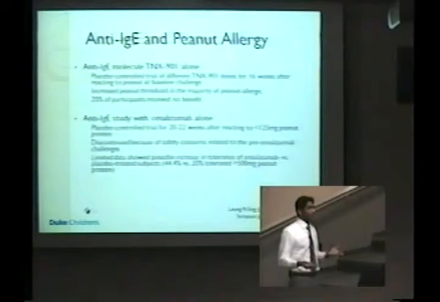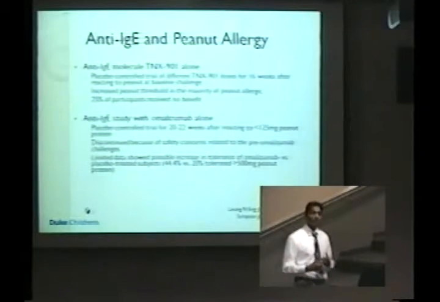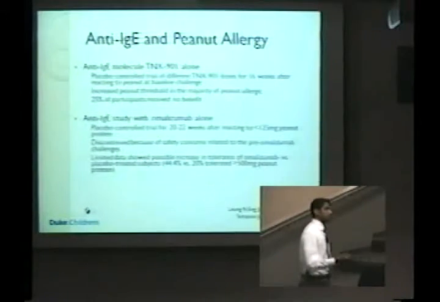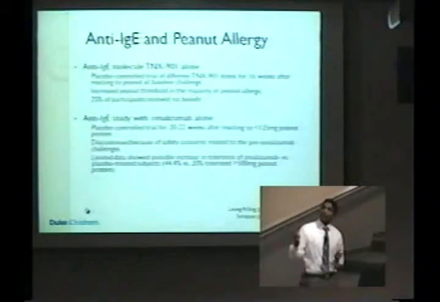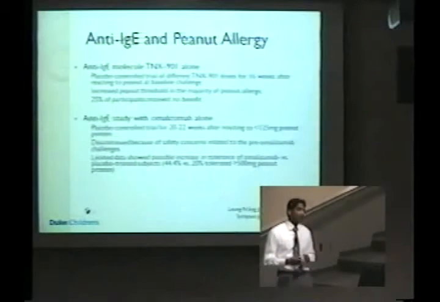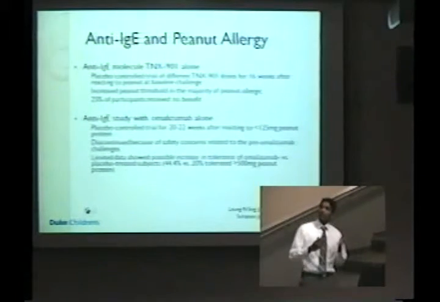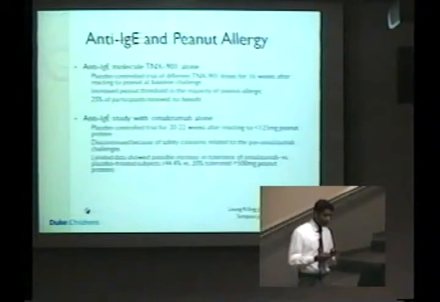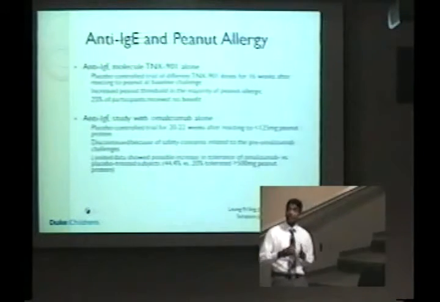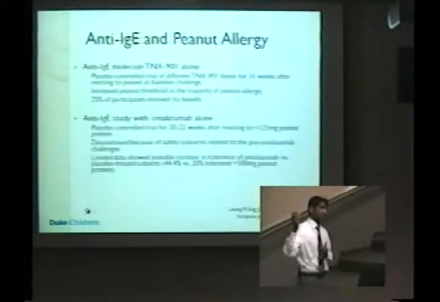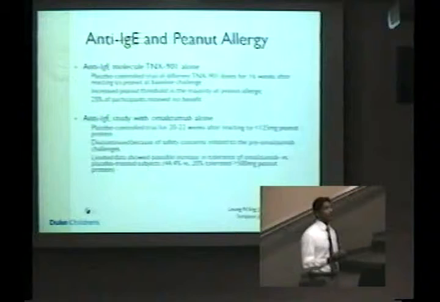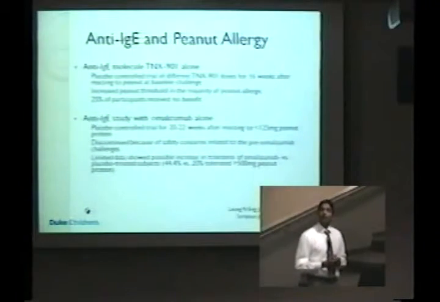The newest or latest version is called Xolair. It's used presently to treat allergic asthma. A trial done later on, a multi-center trial, again placebo-controlled, looked at different doses of this medicine for people who are allergic to peanut. 125 milligrams of peanut protein is about half a peanut. So they wanted people who, at baseline, reacted to less than half a peanut.